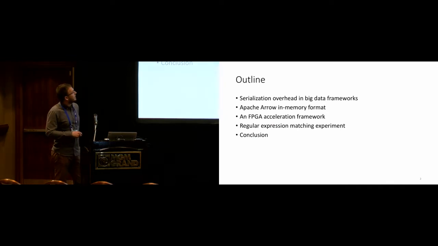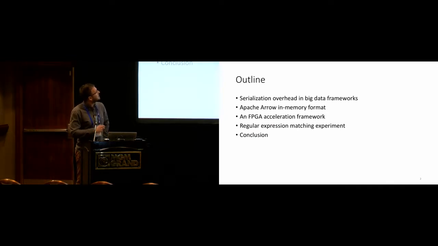So there's an outline to the talk. This problem that we had is called serialization. I will go into that a little bit more. We will talk about that first. Then we will look at the Apache Arrow project. It specifies a formatting of the data in memory. We built an FPGA acceleration framework on top of that, also on top of other technologies such as CAPI and Snap. And then we did an experiment to see what we can do with it and how fast it is. And then I will conclude the talk.